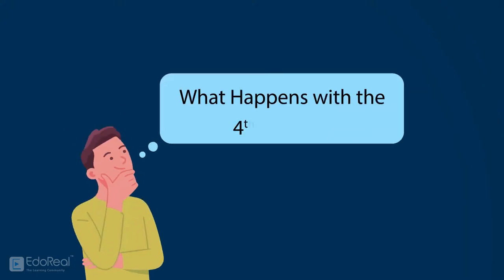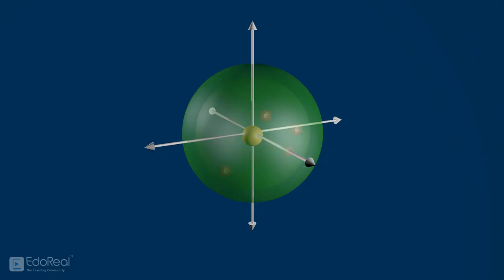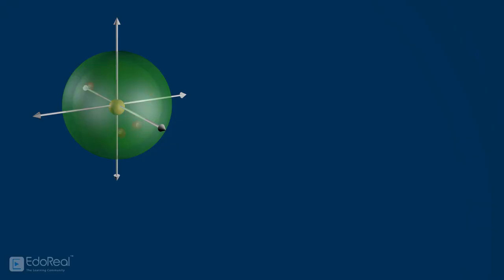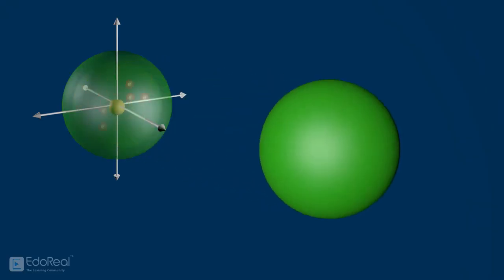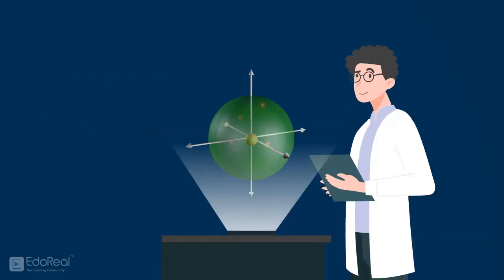Now, what happens with the fourth electron? Fortunately, it is found in the same spherical space as the third electron. These two electrons are found in another larger spherical space around the nucleus. So, this orbital is represented as 2s2.